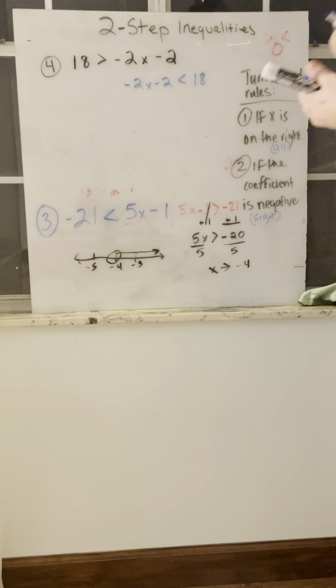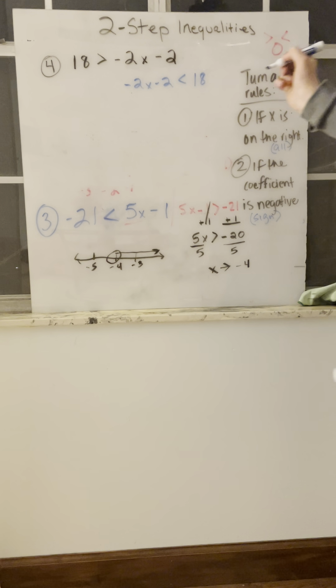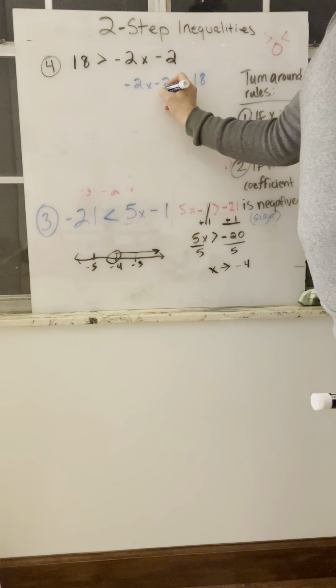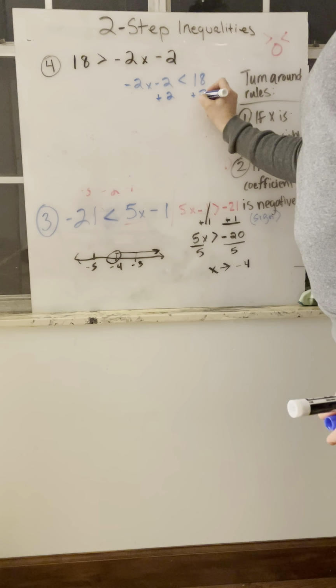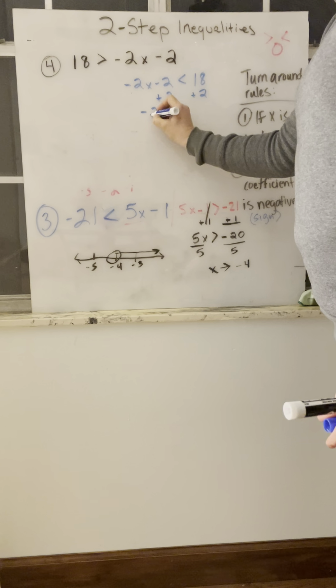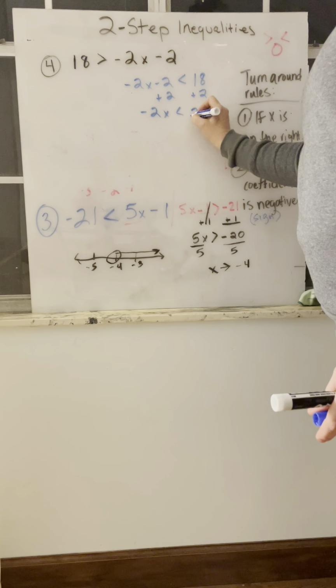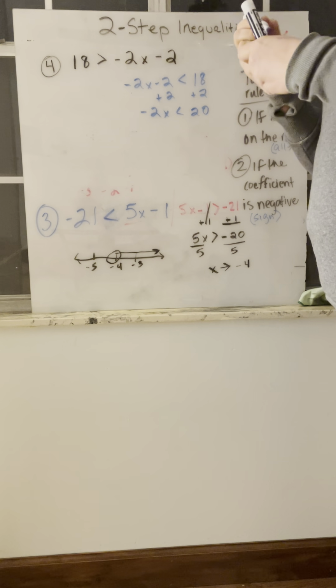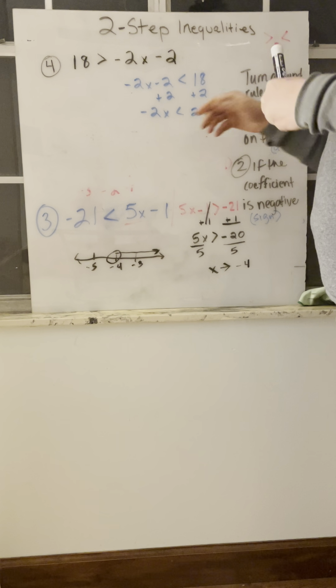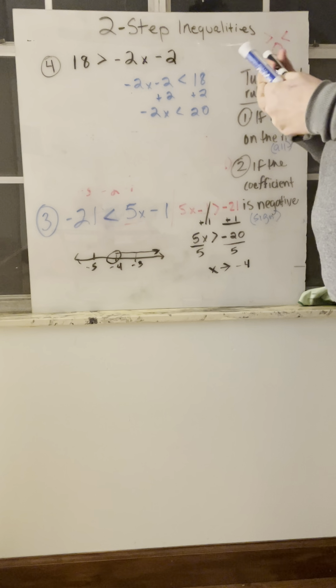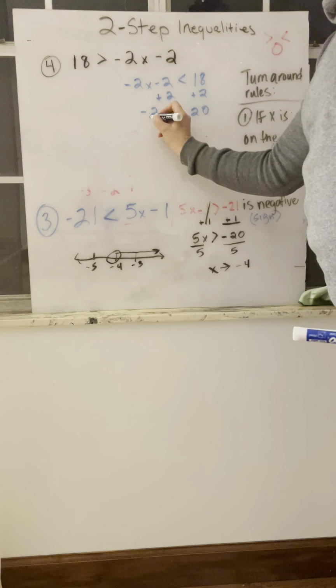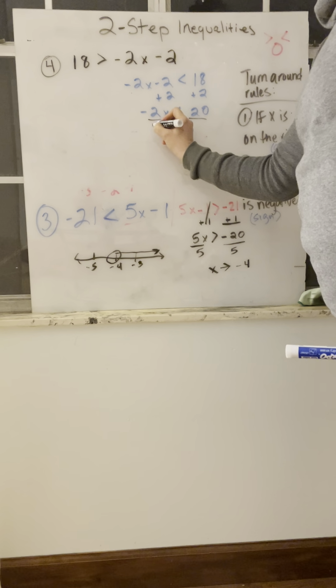Now, we can go about solving it. So the first thing I need to do is it's negative 2x minus 2. I need to add 2 to both sides. And I have negative 2x is less than 20. Now here's my second turnaround rule, all right? Because we're dividing by negative 2, the coefficient is negative, I need to flip the sign in my final answer, okay? So I divide by negative 2.